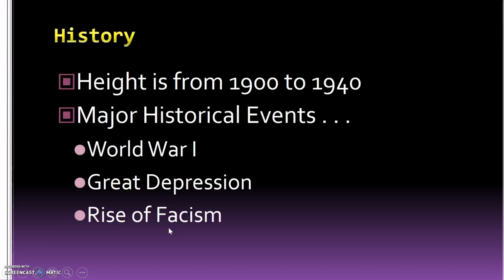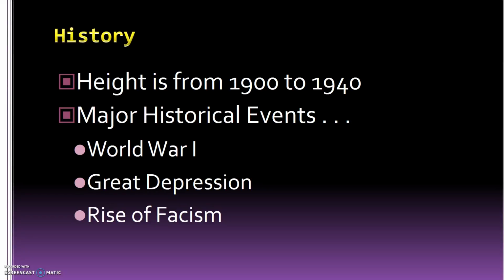Now, just to give you some context for this, the modernist period is said to occur from about 1900 to 1940. There's a little bit of conflict about that. Some people say it goes as far up to 1950, but just having an understanding of the general time period is fine. But the major historical events that shape this period and shape people's reactions to the world come from World War I, which we'll talk a little bit about later, the Great Depression, and then the rise of fascism. So these are the major historical events that occurred during this period.